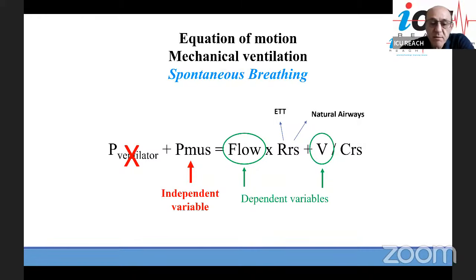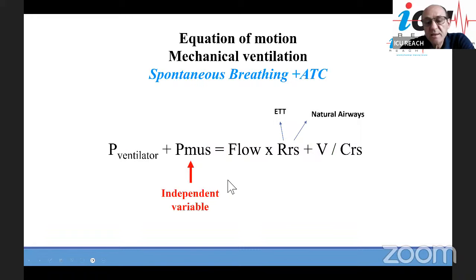If the patient takes a deep breath, it will generate higher flow and higher volume. There's no ventilator pressure here. Now, if we add ATC, automatic tube compensation, to the spontaneous breathing, the pressure generated by the patient will still affect the flow and the volume.